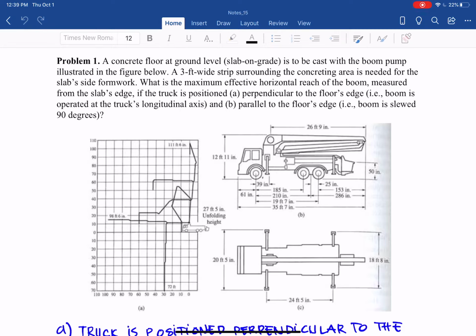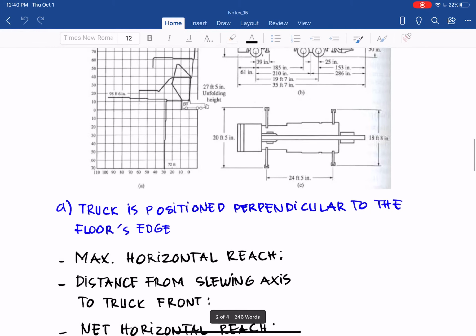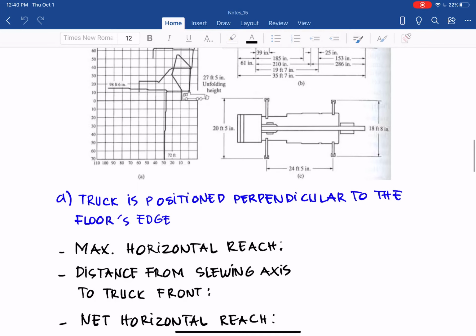The question is, what is the maximum effective horizontal reach of the boom measured from the slab of the concrete, if the truck is positioned in scenario A, perpendicular to the floor edge, with the boom operated at the truck longitudinal axis. And the second, scenario B, parallel to the floor edge, with the boom slewed 90 degrees. So the first one, the truck is positioned perpendicular to the floor edge.